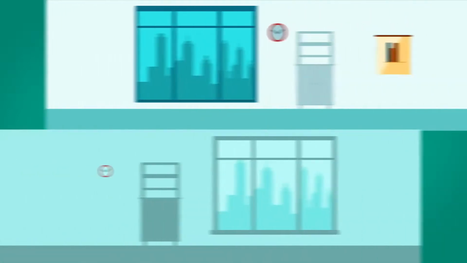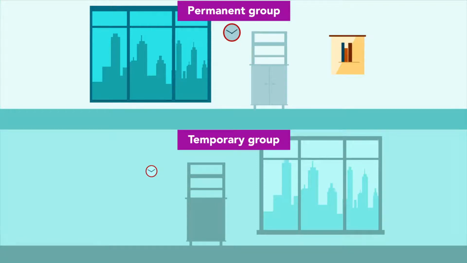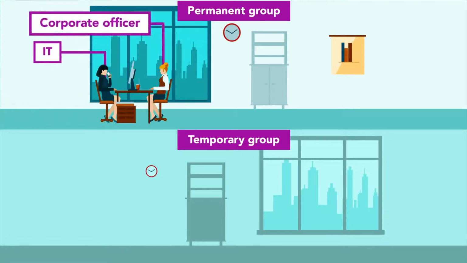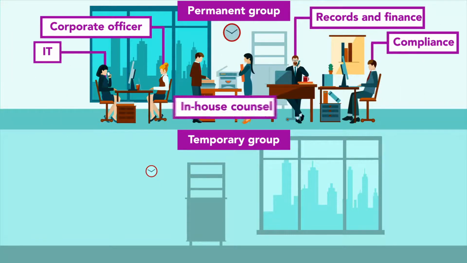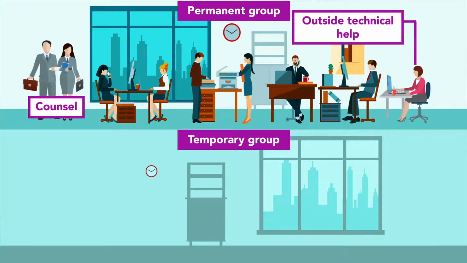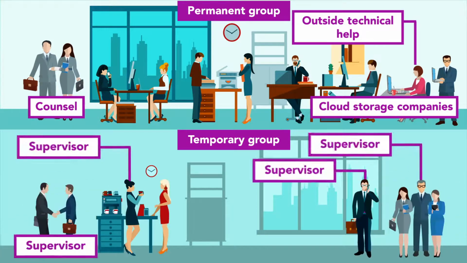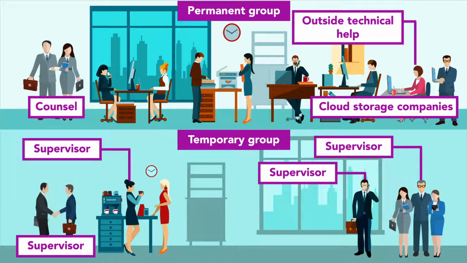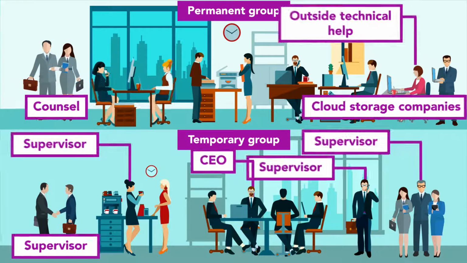A typical litigation response team consists of a permanent group and a temporary group. The permanent group may include someone from IT, a corporate officer, and people from compliance, records, and finance, and possibly in-house counsel. Outside members of the team could include counsel and outside technical help, as well as cloud storage companies that hold data relevant to the litigation. Temporary members may include someone in a supervisory position in each department affected by the litigation. In many cases, the CEO of the company will work directly with legal counsel on an ongoing basis.